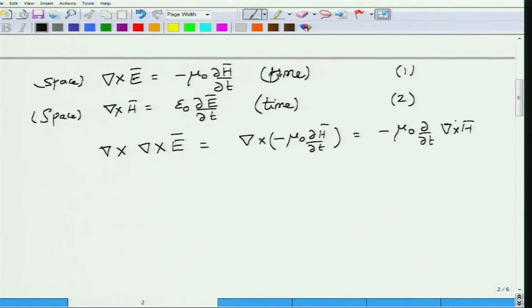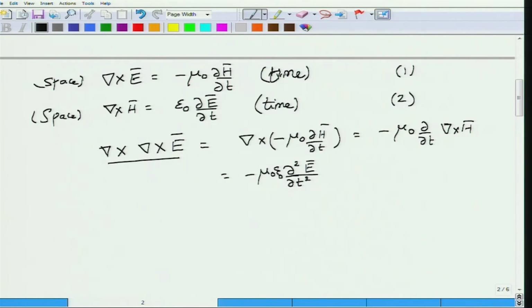But I know what is curl of H from equation 2. I know what that is. So that is equal to minus mu 0 del by del T of epsilon 0 del E by del T. Epsilon 0 being a constant can be pulled out. So epsilon 0 comes out, and then I have del by del T of del E by del T, which becomes del square E by del T square. Right. So this is what I have. This is the right hand side of this expression. Right, but on the left hand side I still have this very weird looking expression.